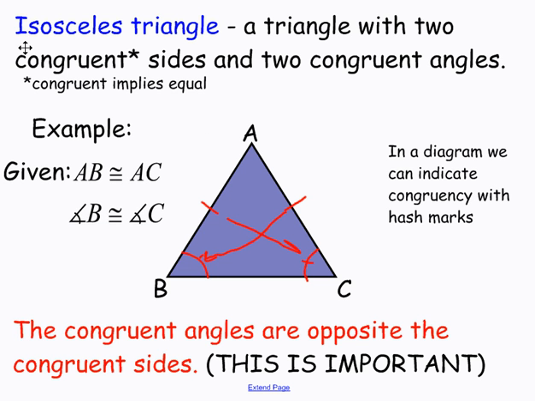So that's just a little summary of an isosceles triangle. You got two equal sides, and the two equal angles are opposite those two equal sides. And the reverse of that, or the converse of that, is also true. If you have two equal angles, the equal sides are opposite those equal angles.